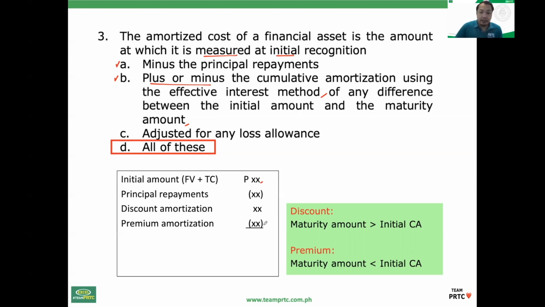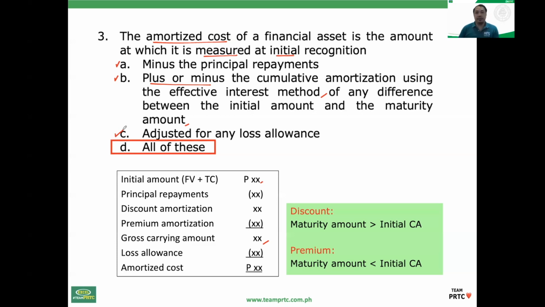Lagyan natin ng note. Up to this point, yan yung tinatawag na gross carrying amount. Take note of this. This is a very important term, yung gross carrying amount. Iba yung gross carrying amount sa tinatawag na amortized cost. So, critical din yung definition na yan pagdating sa pag-compute ng effective interest rate. So, before adjustment for loss allowance, ang tawag gross. Kaya pag kinonsider yung loss allowance, yan ay yung tinatawag na amortized cost. So, net of the loss allowance.